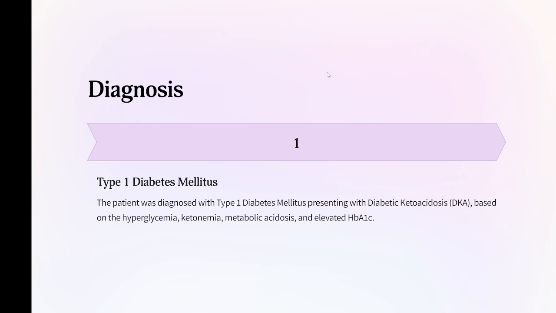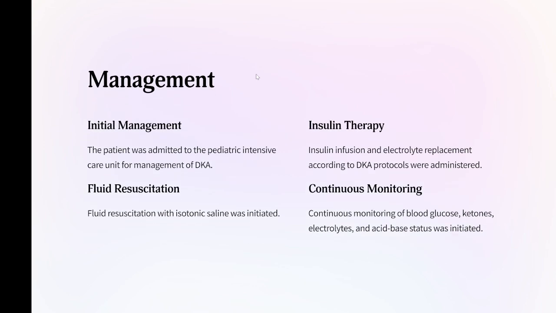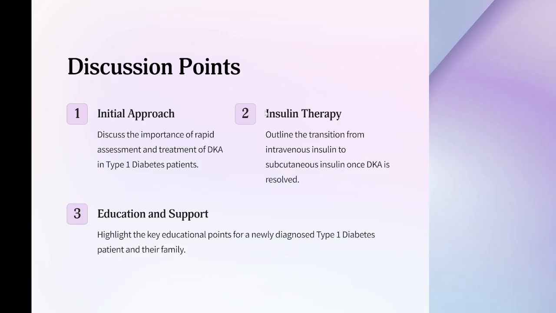Management: the patient was admitted to the pediatric intensive care unit for management of DKA. Initial management included fluid resuscitation with isotonic saline, followed by the administration of insulin infusion and electrolyte replacement according to DKA protocols. Continuous monitoring of blood glucose, ketones, electrolytes, and acid-base status was initiated. Education was provided to the patient and family regarding type 1 diabetes management, insulin administration, diet and lifestyle modifications.